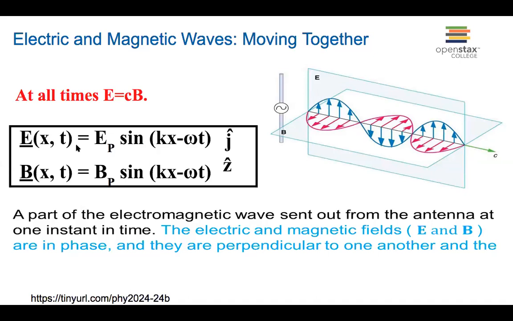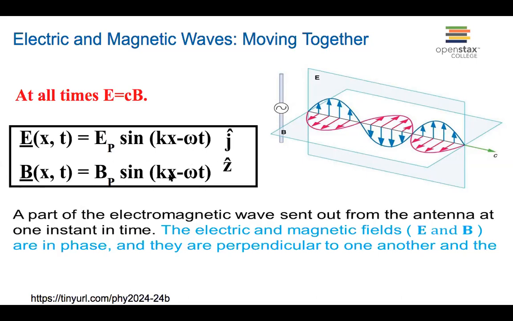The strength of the magnetic field at any location and at any time t. So you can see the electric field is a function of location x and also a function of time t. Similarly, the magnetic field is a function of location and time t. That's in a sine function. Some people may write it in cosine function, but it doesn't matter. They are basically the same.